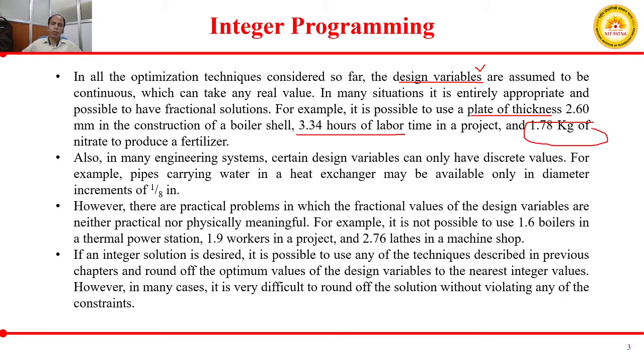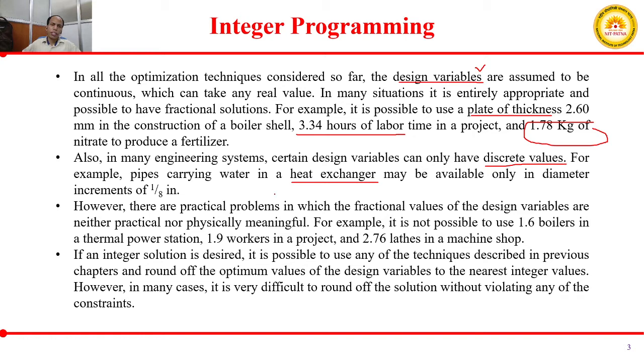Or, for example, the diameter of your heat exchanger may be in increments of 1 by 8 inch. So for one cell this is 1 by 8, then for another cell it may be 1 by 8 plus 1 by 8, that is 1 by 4 inches. Something like that you may find. So these kind of values are called discrete values.